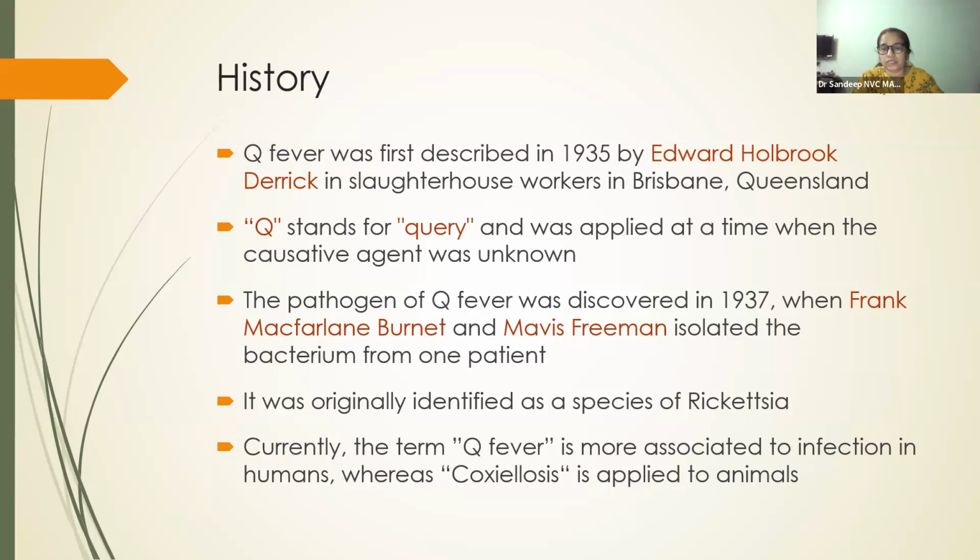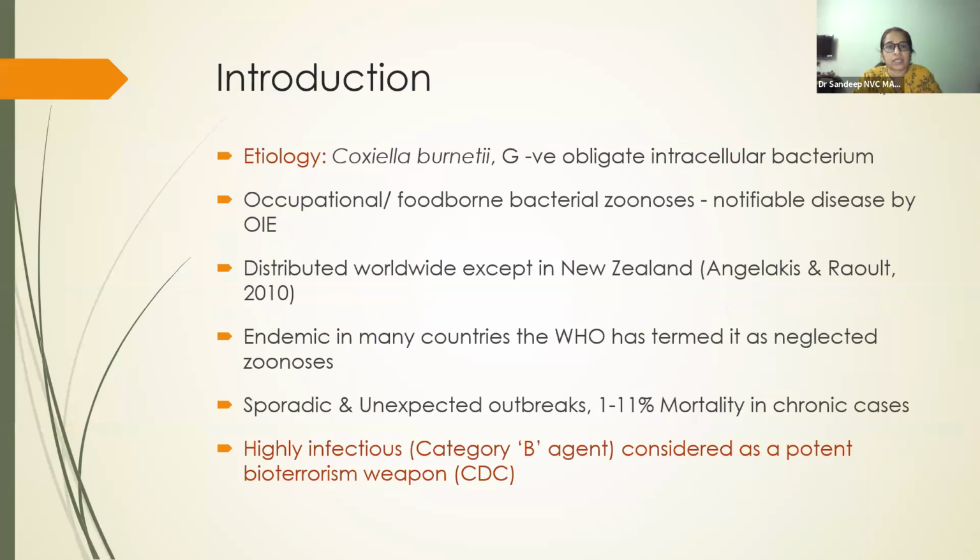Q fever was discovered in 1937 by Frank Macfarlane Burnet and Mavis Freeman, who isolated the bacteria from patients for the first time, and the name Burnetii is given accordingly. Originally it was identified as a rickettsial species, and currently the term Q fever is more associated with infection in human beings, whereas coxiellosis is applied specifically to animals.